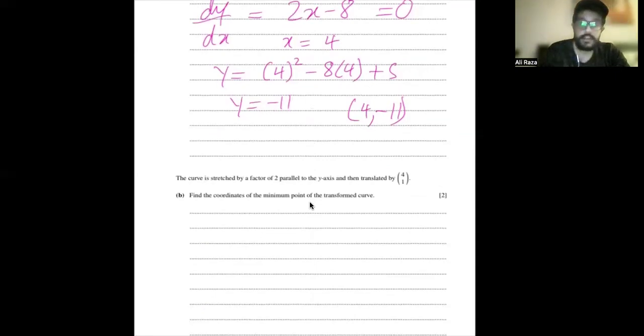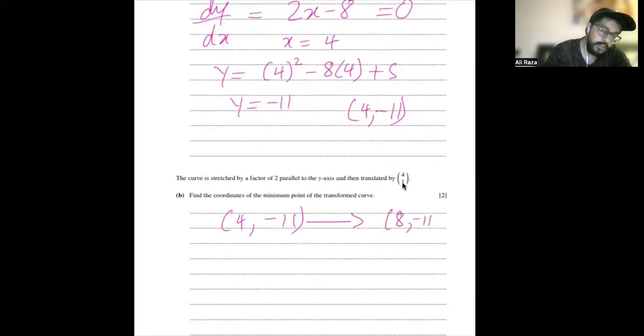The curve is stretched by a factor of 2 parallel to the y-axis and then translated by 4 and 1. We need to find the coordinates of the minimum point of the transformed curve. We have the coordinate 4 and minus 11. There's a translation of 4 in the x direction, so this becomes 8 and minus 11. And then another translation of 1.